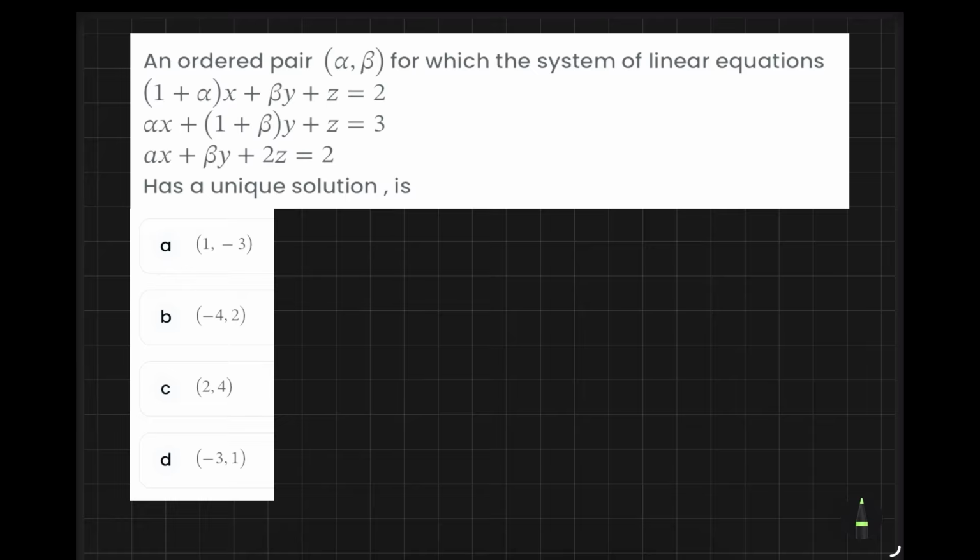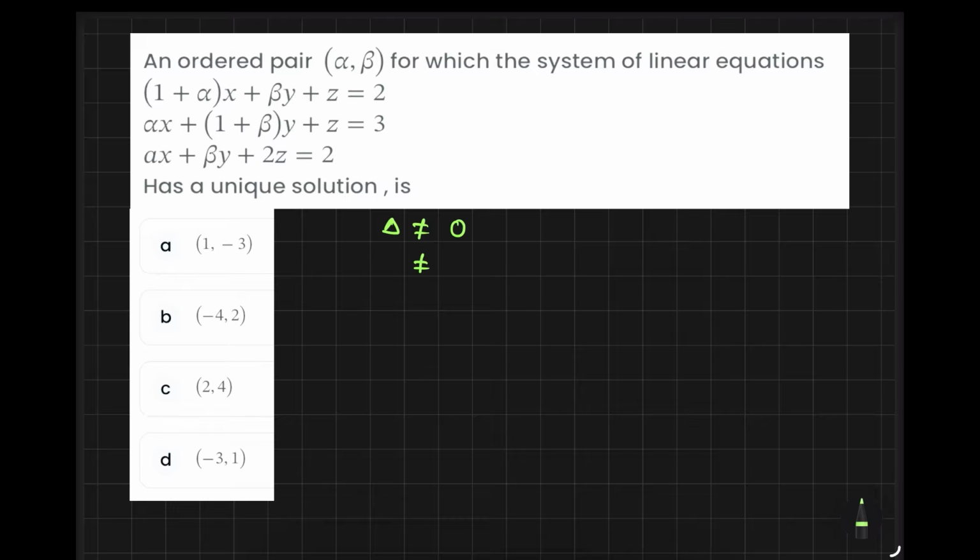So, we are back with a wholesome new question which says: an ordered pair (alpha, beta) for which the system of linear equations has a unique solution. Okay, so you know that if a system of linear equations has a unique solution, this means delta will not be equal to 0. Correct? Then only we will have a unique solution. So we will talk about that situation only. So look at this.